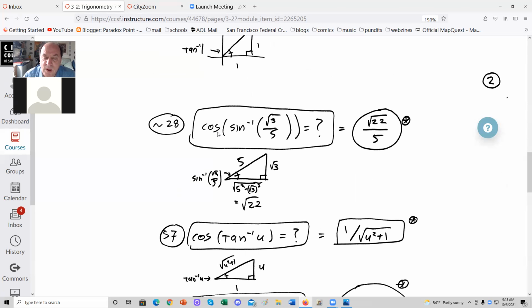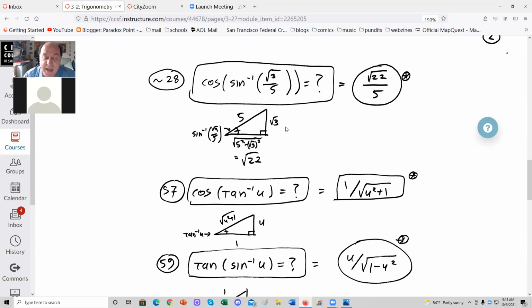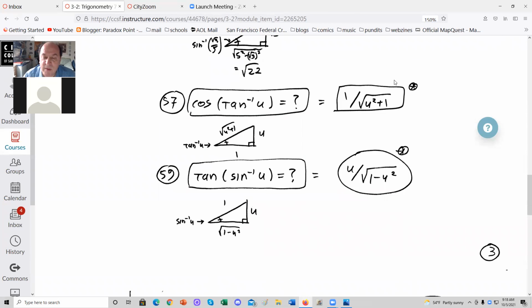And here we have cosine of arcsine root 3 over 5. It's similar to one of the ones in the book. Okay, right triangle. Opposite over diagonal is root 3 here, over 5 here. Now find the third side. We take the square root of 5 squared minus root 3 squared, which is the root of 22. So cosine is this adjacent over this diagonal, root 22 divided by 5.